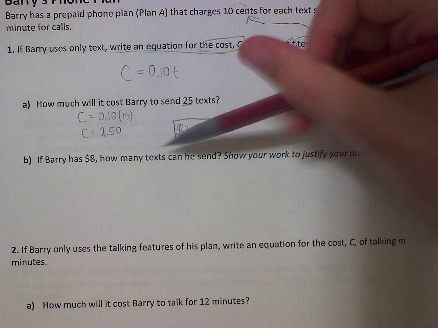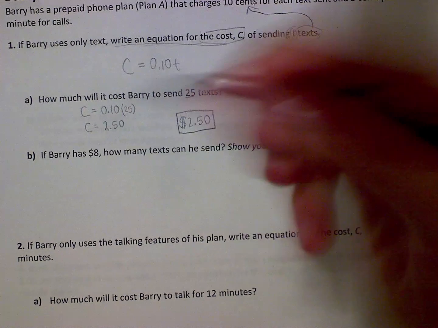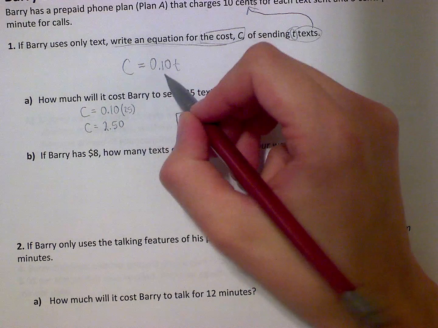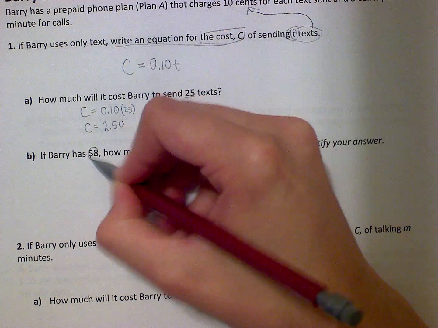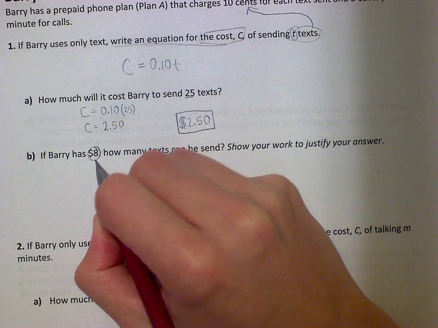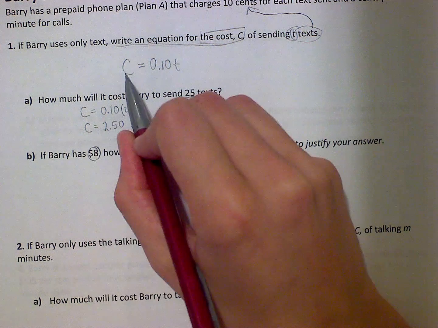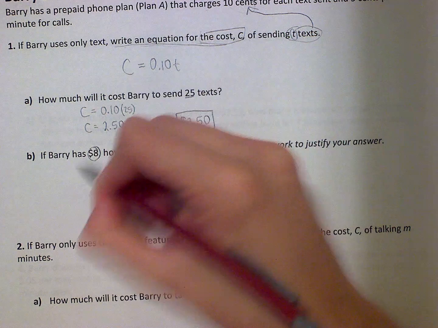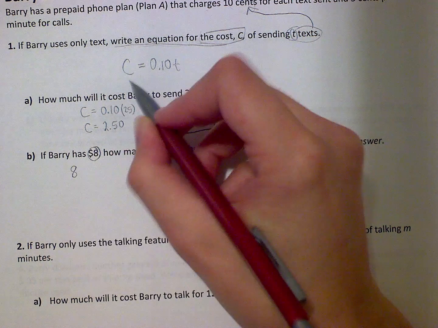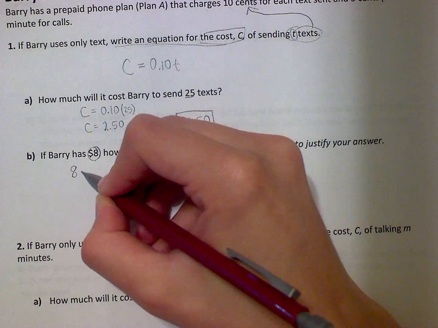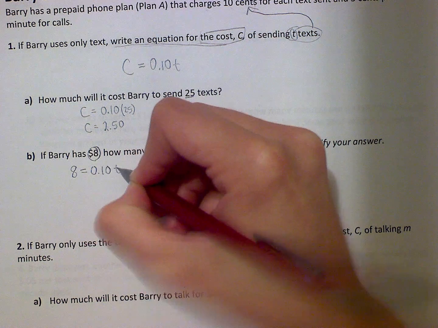If Barry has $8, how many texts can he send? Show your work to justify your answer. Okay, so again, I have this same equation, which is the cost equals 10 cents times the number of texts. So what is this? Is this the number of texts or the cost? Well, that's the cost. If he has $8, that's how much he can spend. That's how much his text can cost. So instead of plugging it in for T, we're going to plug it in for C. So now instead of writing C equals 0.10 times T, I'm going to write 8 equals 0.10 times T.